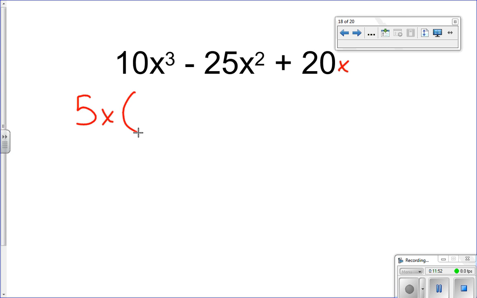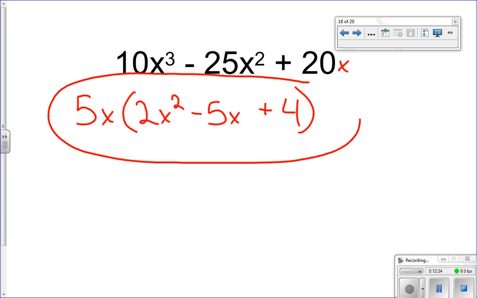So if I take 5x out of this trinomial, what am I left with? 10 divided by 5 is 2. x cubed divided by x leaves me with x squared. Negative 25 divided by 5 is minus 5. And then x squared divided by x is just x to the first, or just x by itself. And then 20 divided by 5 is 4. And then x divided by x, they cancel out. So my final answer is going to be 5x times 2x squared minus 5x plus 4.